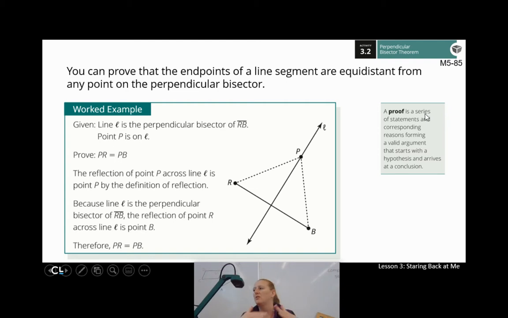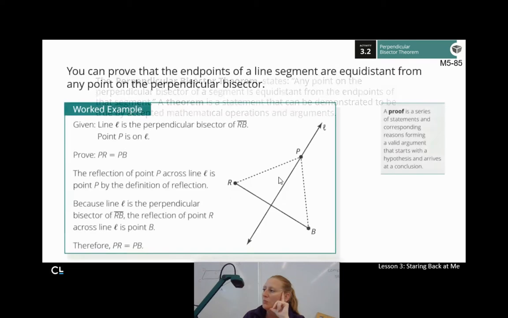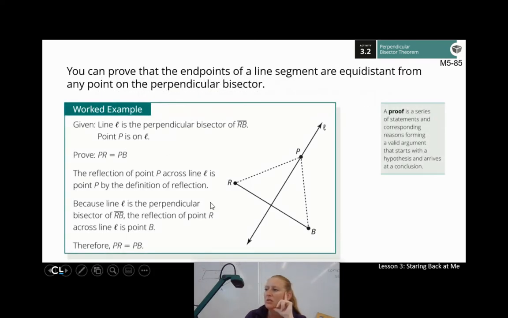A proof is a series of statements and corresponding reasons forming a valid argument that starts with a hypothesis. This is my hypothesis: L is a perpendicular bisector, P is a point on that line, and it arrives at a conclusion. Our conclusion is that PR should be equal to PB. So we have a whole little proof here. Given that I've got a perpendicular bisector, given a point on that perpendicular bisector, I know PR should be equal to PB.